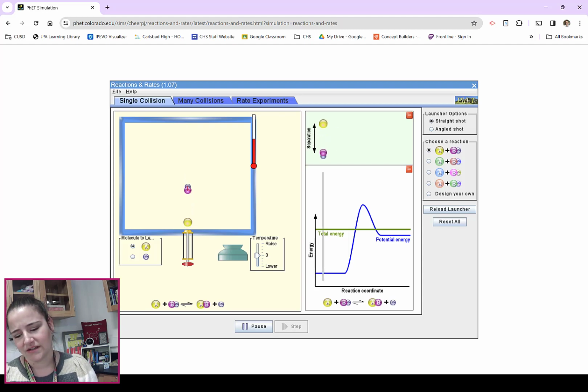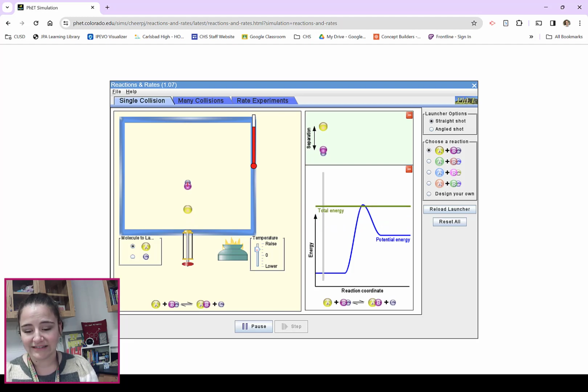No, they're just bouncing off of each other. This green line represents my total energy, okay? So when molecules react, they do need to bump into each other, but they need to bump into each other with enough energy to overcome what we call the activation energy.